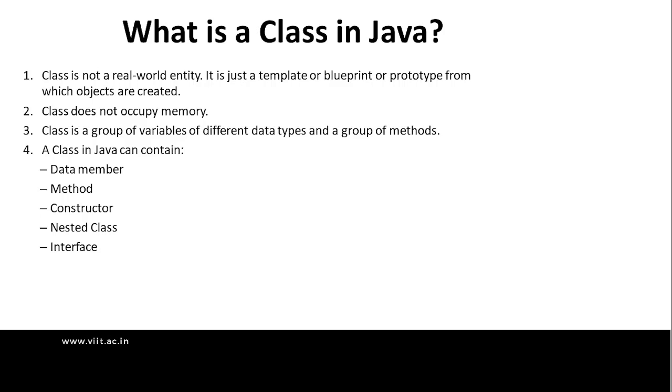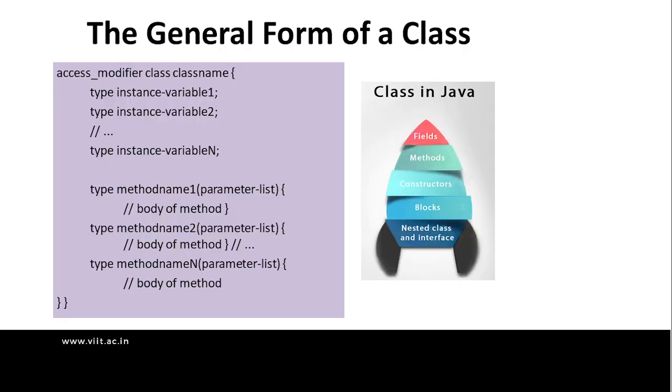What is a class in Java? Class is not a real world entity, it is just a template or a blueprint or a prototype from which objects are created. Class does not occupy memory. Class is a group of variables of different types and a group of methods. Class in Java can contain data members, methods, constructors, nested class, and interfaces.